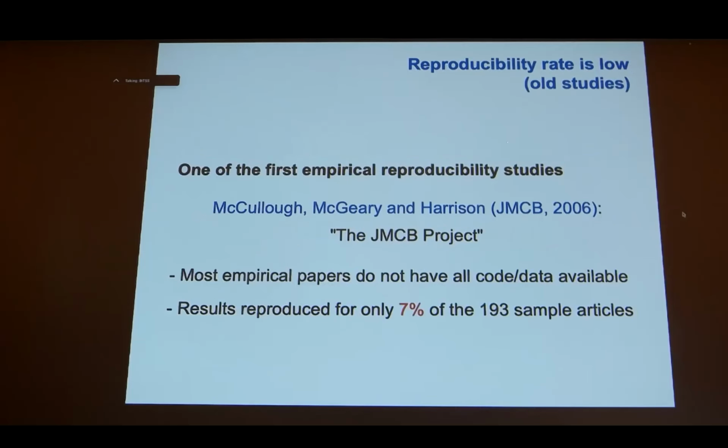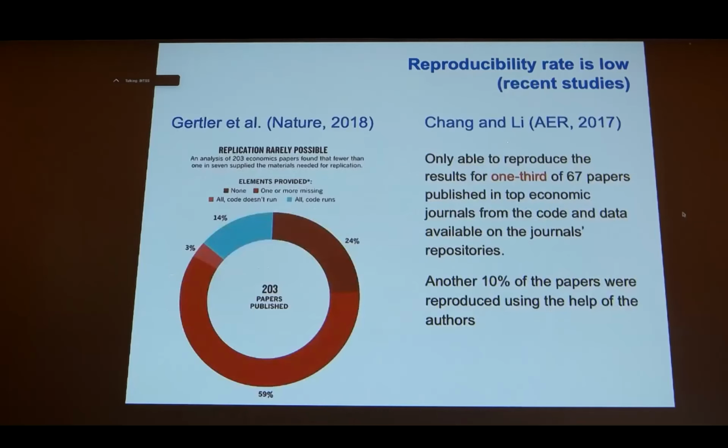Although the definition I just gave about computational reproducibility is kind of basic, just regenerating the same result from the same data and code, in practice it's surprisingly challenging. Existing empirical evidence is surprisingly disappointing, and we had the so-called project back in 2006 showing that those researchers were only able to reproduce 7% of the papers they tried to reproduce.